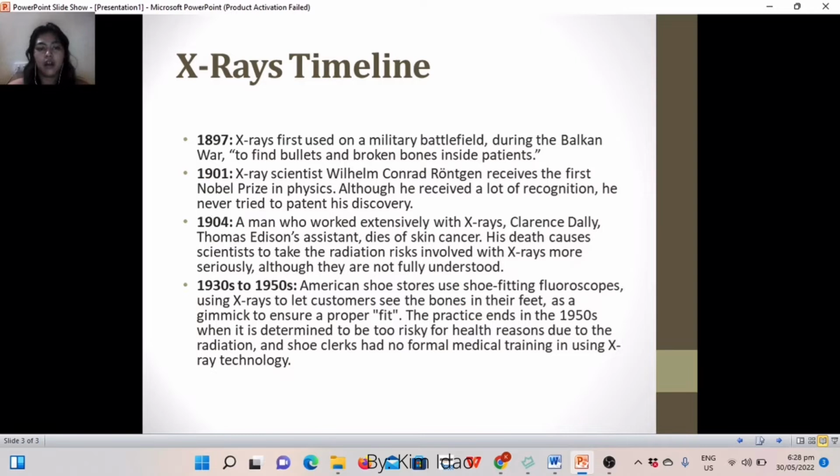In 1904, Clarence Dally, Thomas Edison's assistant, who worked extensively with X-rays, died of skin cancer. That caused scientists to take the radiation risk involved with X-rays more seriously, although it was not fully understood.